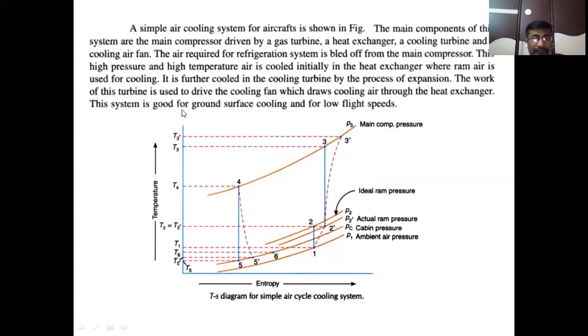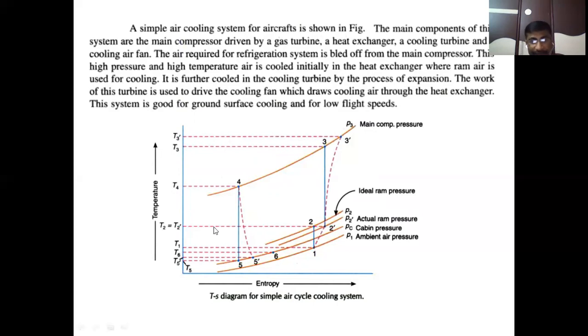This system is good for ground surface cooling and for low flight speeds. The system is mainly used for low speed aircrafts and for ground surface cooling in the aircrafts.